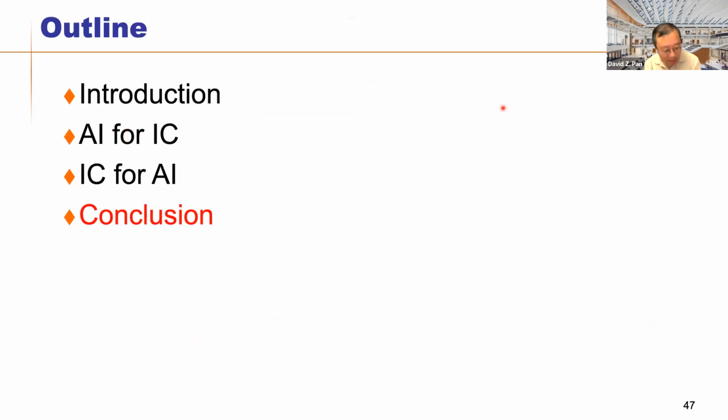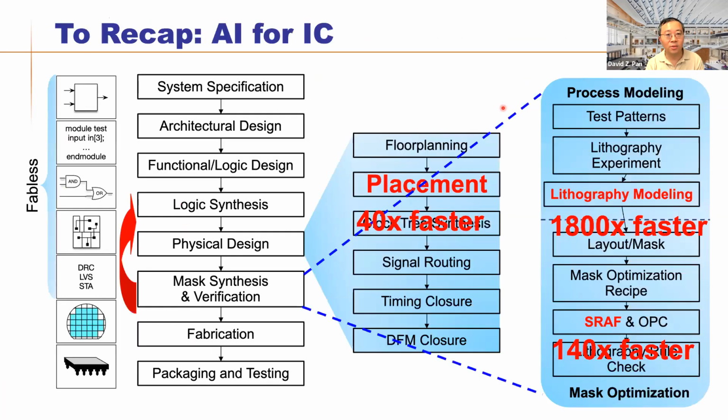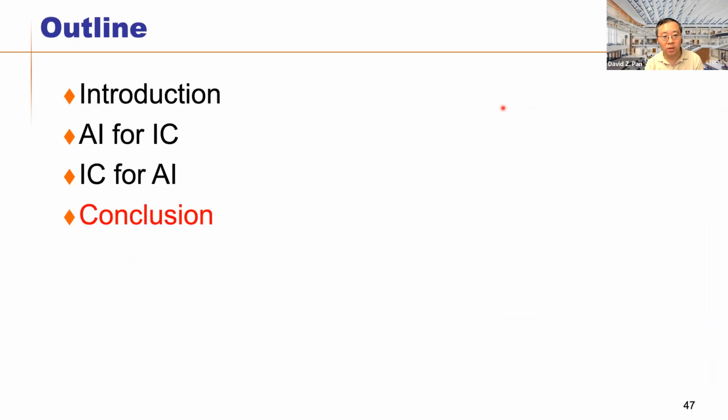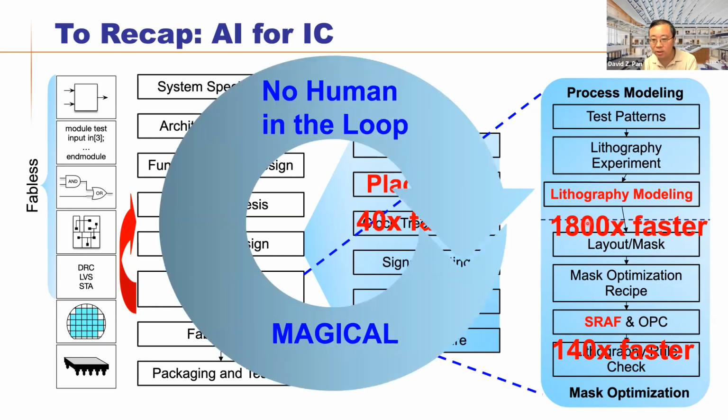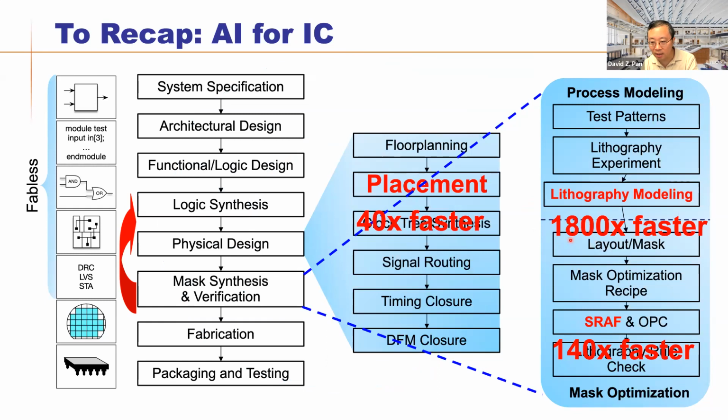But anyway, because time today is a little limited, let me just recap. In this talk, I talked about AI for IC design. I gave you an example of DREAMPlace, which can speed up placement by 40x, and lithography modeling, where using GAN we can speed up by 1,800 times. I didn't have time to show you SRAF or OPC, but basically you can directly generate mask synthesis and also get hundreds of times speedup.